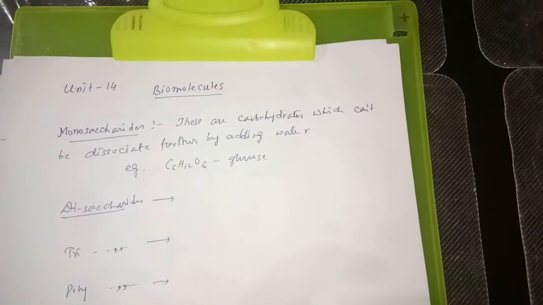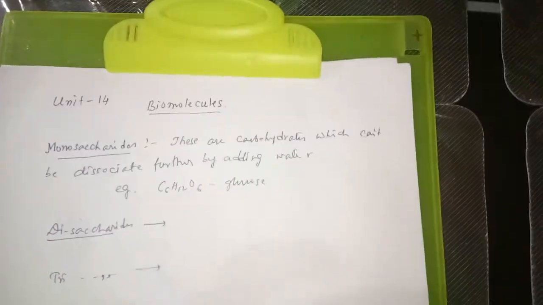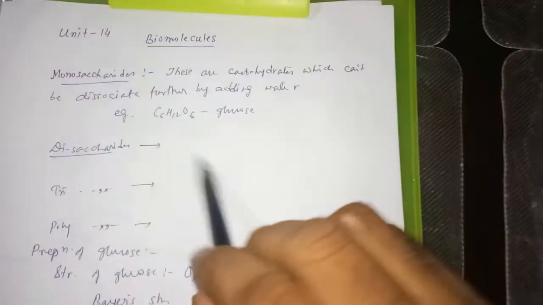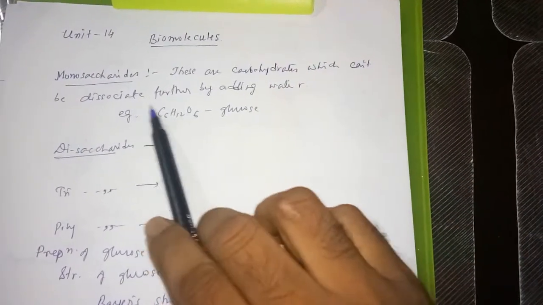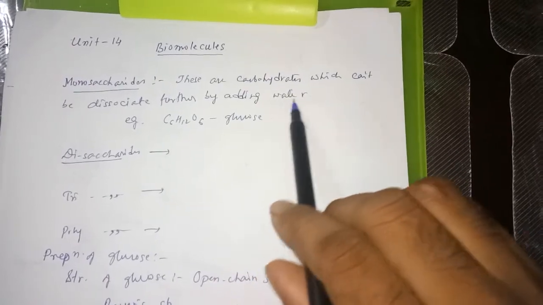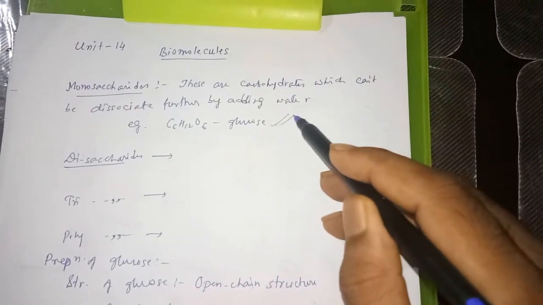Today we will start Unit 14, Biomolecules. Biomolecules is the branch of science which deals with the living system. Now, in biomolecules, first of all, we read about different types of carbohydrates. For example, monosaccharide. Monosaccharides are carbohydrates which cannot be hydrolysed further by adding water. Glucose remains glucose in water.